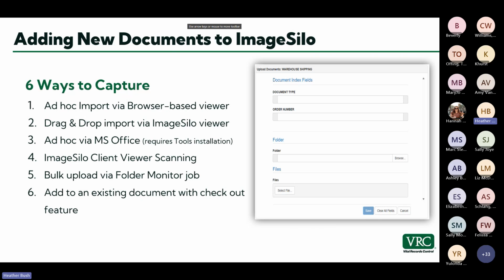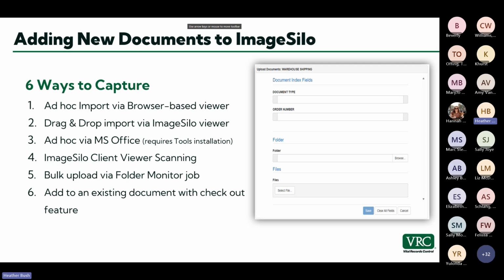You can do an import via the browser-based viewer. There's just a button on your page that will do that. You can drag and drop with the ImageSilo client viewer that I just told you about. You can do it through Microsoft Office. That requires a tool installation that you find in the same place as the other download for the ImageSilo client viewer. I'll show you that as well. ImageSilo client viewer allows for scanning.